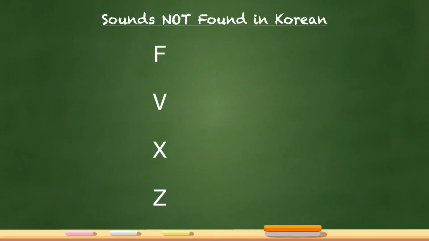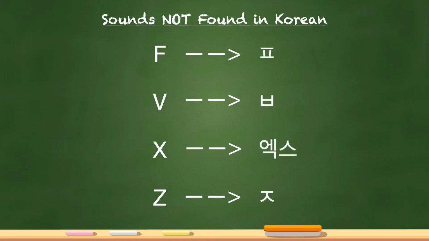So there are some sounds that are not found in the Korean language that we have in English. Those sounds include the F sound, the V sound, the X sound, and the Z sound. The way they work around this, and I'm sure if you listen to K-pop, you've probably noticed this already, they use Korean letters to basically replace those sounds. F becomes P. So Monsta X has a song called Fantasia, right? But they pronounce it Pantasia.